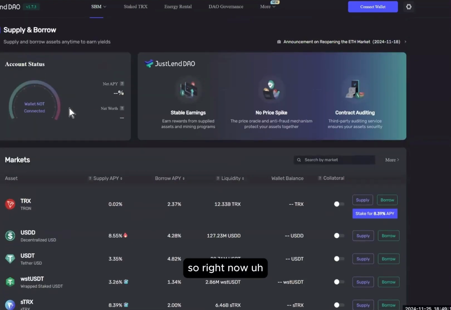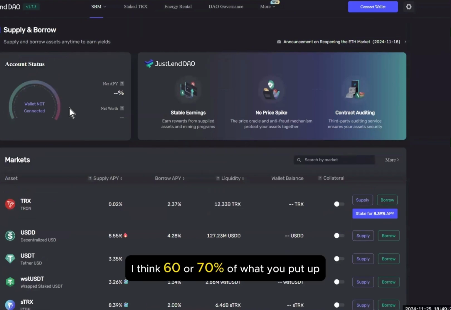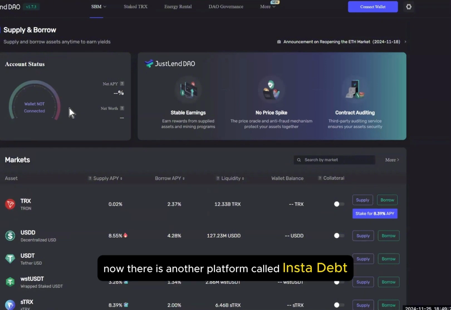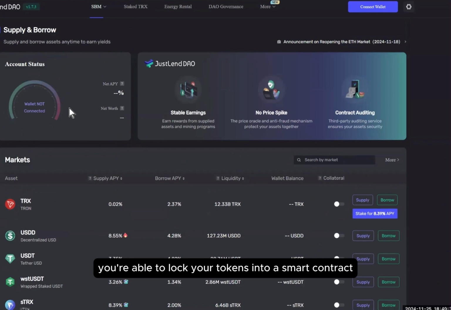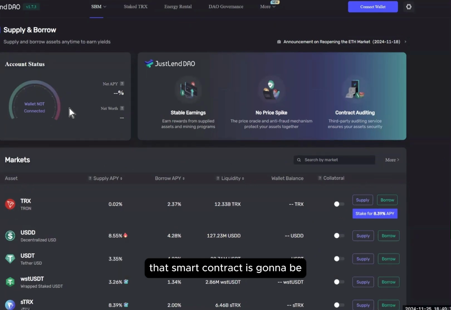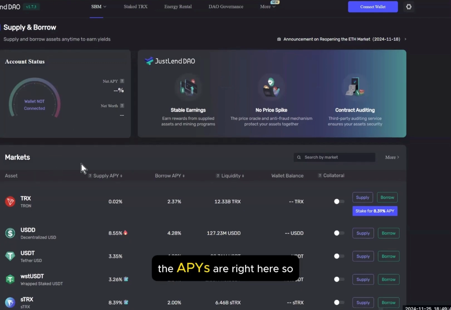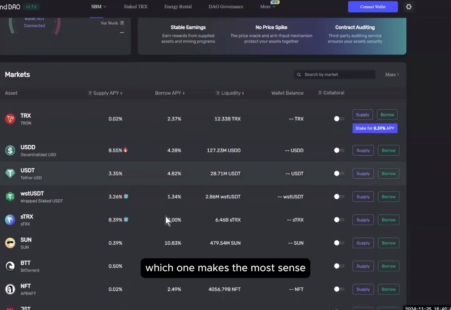Right now, you could borrow up to about, I think, 60 or 70% of what you put up. Now there is another platform called Instadapp that allows you to borrow up to 97% of what you put up. But basically, you're able to lock your tokens into a smart contract, and you're going to be yielding and earning based off of it sitting there. The APYs are right here, so you'll be able to choose which one makes the most sense.